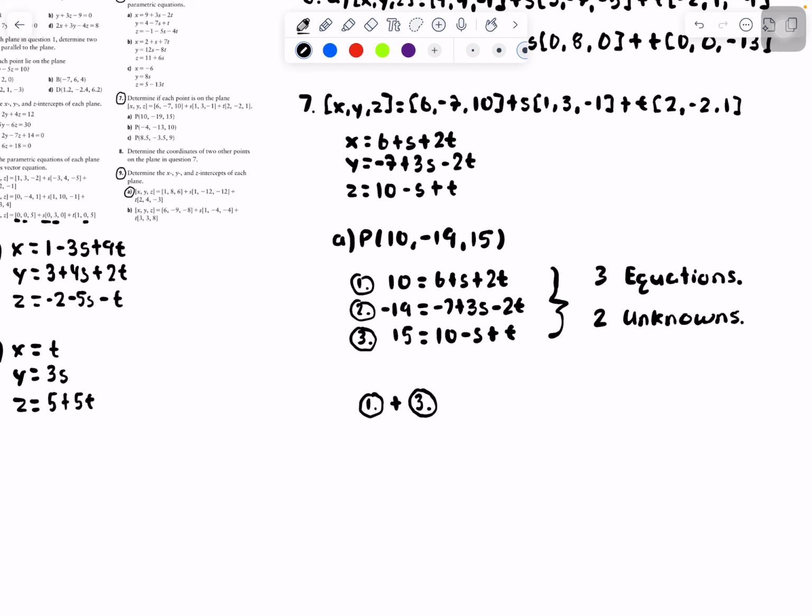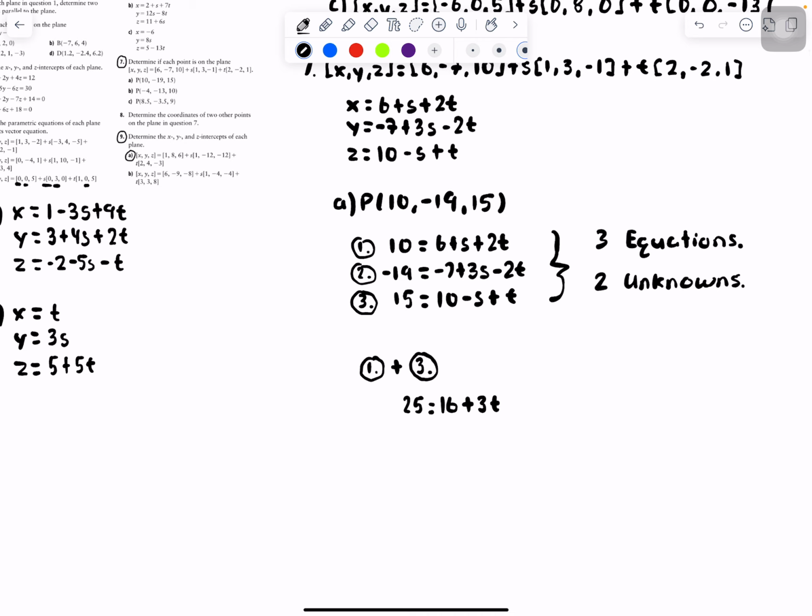So what will that be? It's going to be 10 plus 15, 25, equals 6 plus 10, that's 16. s plus negative s is going to be 0, and then 2t plus t is 3t. Lovely. And now I can just solve for t. So t is going to be 25 minus 16, 9, divided by 3, so t equals 3.